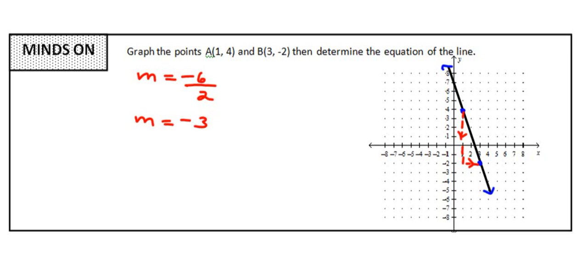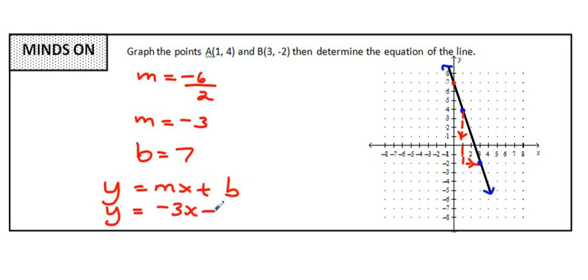Now what else do I need for an equation of a line? I need the y-intercept. And I can see that my graph crossed the y-axis at y equals 7. So I know my y-intercept is 7. So if I wanted to write the equation of the line, I just put it together in y equals mx plus b form, and it would be y equals -3x plus 7. Okay? Not too difficult. Alrighty, so let's get started with the lesson.